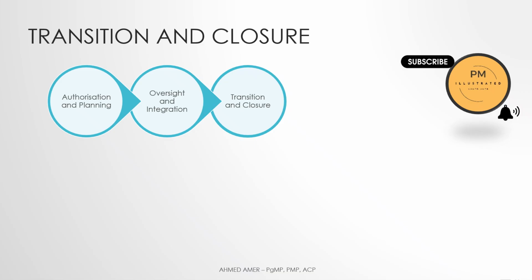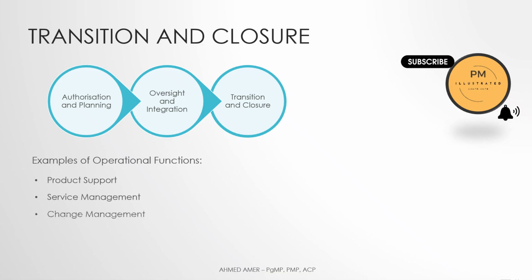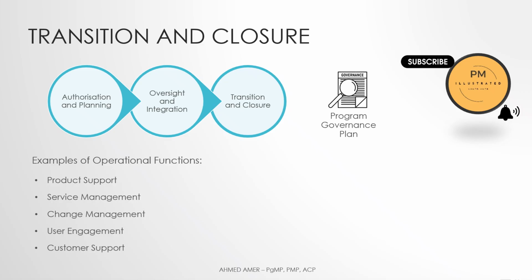In order not to lose the value of these deliverables and ensure benefit sustainment, components have to be properly transitioned to the right recipients, whether these are operations or generally other operational support functions. Examples can be, but are not limited to, product support, service management, change management, user management, or customer support. Refer to the program governance plan for the transition criteria to follow.